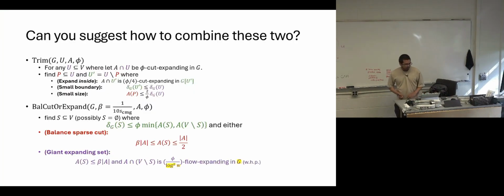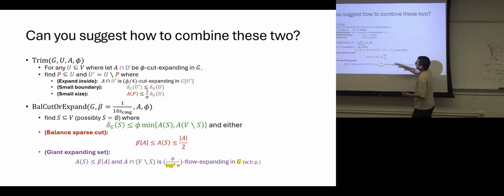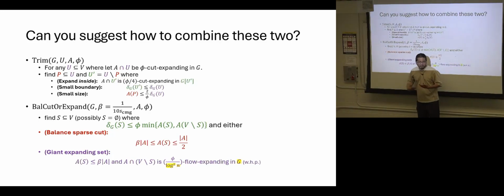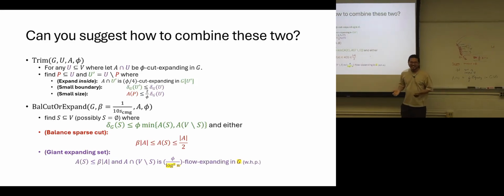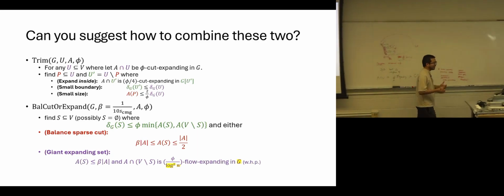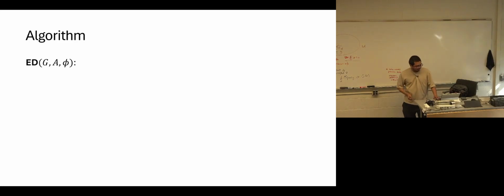And once we have trimming, we have two ingredients. One is trimming. One is this balanced cut or giant expanding set. How do you think we should combine them now? Like we do our balanced cut or expand, and then we get some set that's flow expanding in G. We trim that and then we recurse on the small segment plus whatever got trimmed out. Exactly. It's combined in exactly what Kate said.